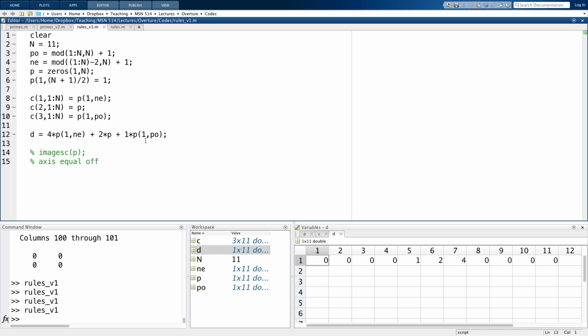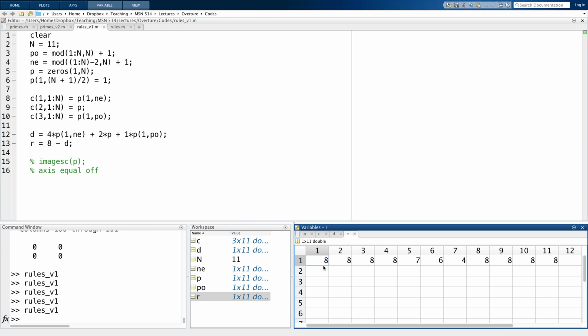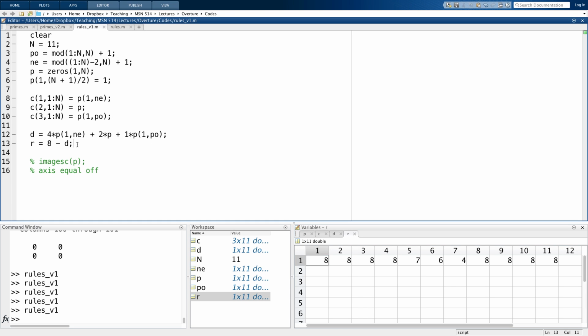So I want to write down another thing. R equals to 8 minus D. This is the final step, probably. What is R? R gives you 8 for all this, and it gives you 7, 6 for etc. Okay, we will come back to this in a moment.